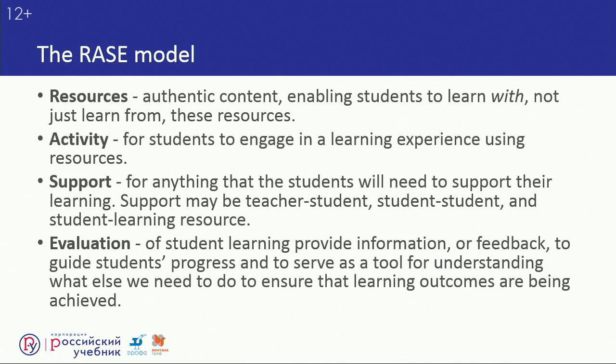Another model, which is way more applicable to individual lessons, is the race model. The race model is a model that starts with resources, the content enabling students to learn with, not just learn from these resources. And that's what can help us distinguish between a more modern educational resource, a more modern course material, and a more dated course material. With the new generations of books, you don't learn from the book, you learn with the book, right?